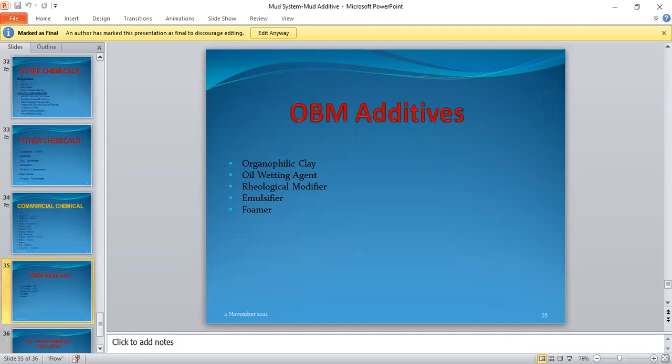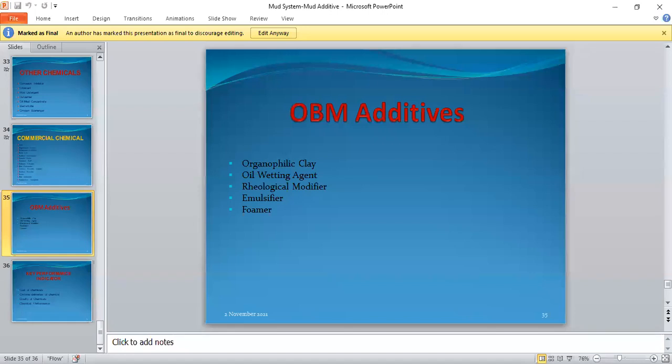We come to OBM additives. This is the second to the last slide. All the other ones will be using water-based additives. If you observe water-based additives, there are so many, but OBM additives are not much. By the time you have 7 chemicals steady, but some chemicals we had in water-based, we also add them in OBM.